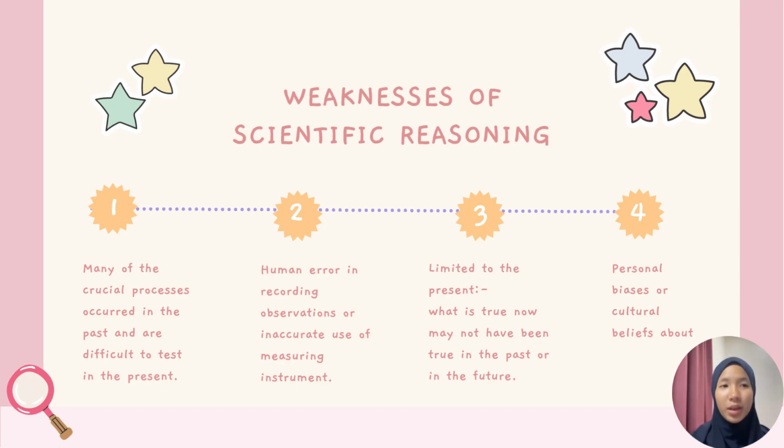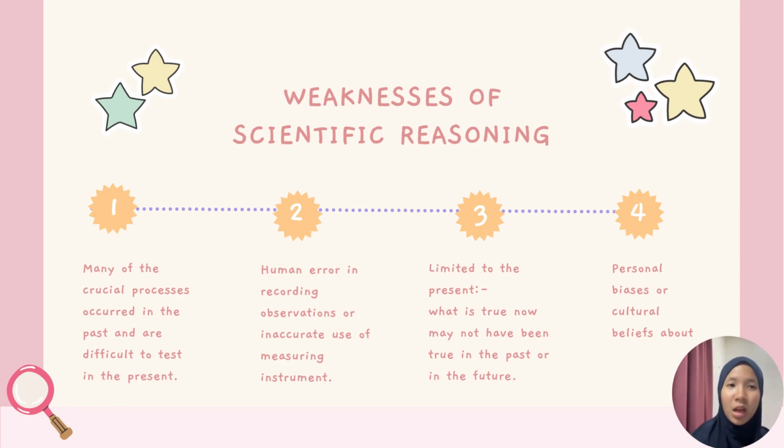We move to the second point, which is human error in recording observation or inaccurate use of measuring instruments. Okay, so for this point, it may be because of the human itself. When they conduct the experiment, they may use the measuring instruments inaccurately. So let's say that they have data, and then the people who conduct the experiment lack information, so the data will not tally with their experiment.